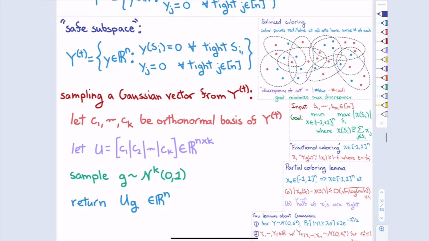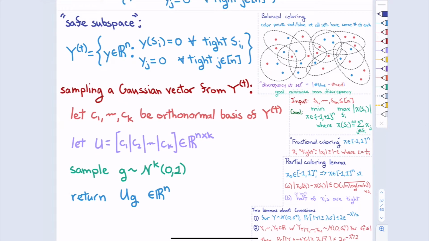So what do I mean by sampling a Gaussian vector from y_t, or how would I mechanically do it? Let's say y_t has k dimensions. k is probably going to be close to n, but let's say it has k dimensions. Every single tight set and every single tight coordinate removes one dimension. It starts off with n, but each linear equation subtracts one dimension. Let's say c_1 through c_k is an orthonormal basis for this subspace. Those are all n-dimensional vectors, but there are k of them. Look at the matrix that you put them in as columns.